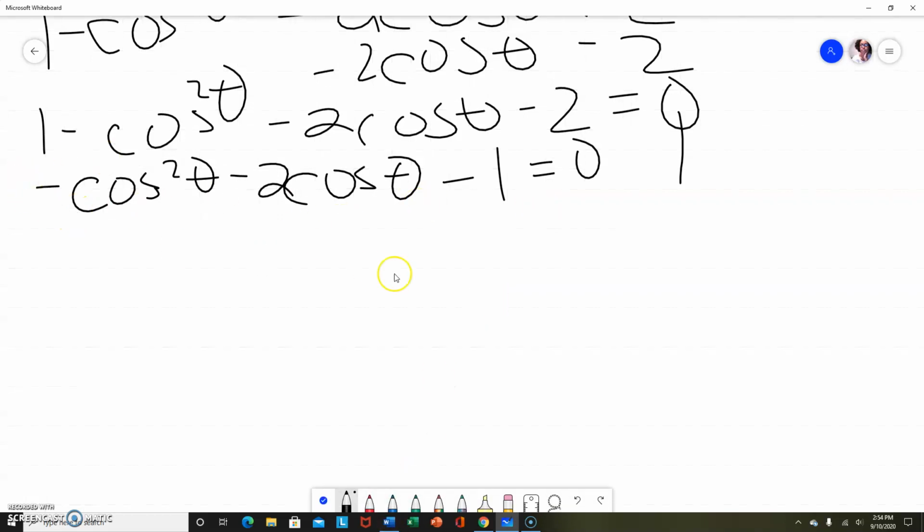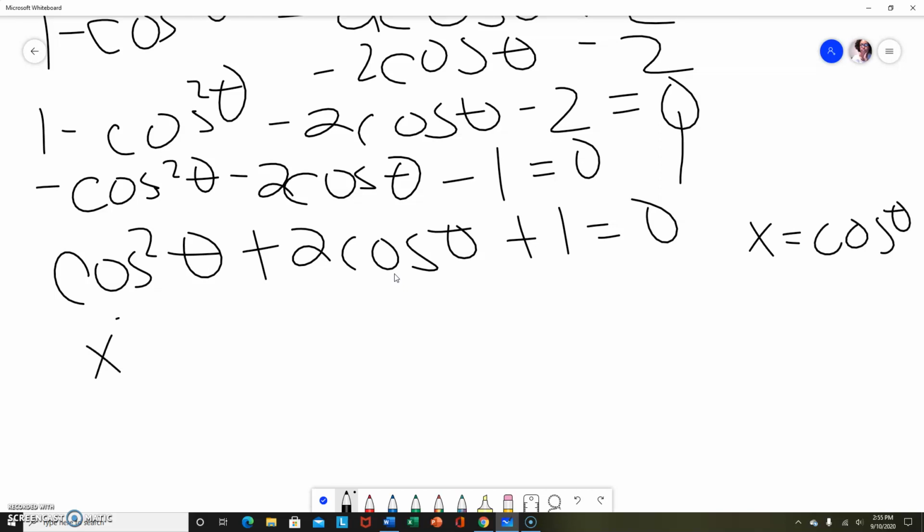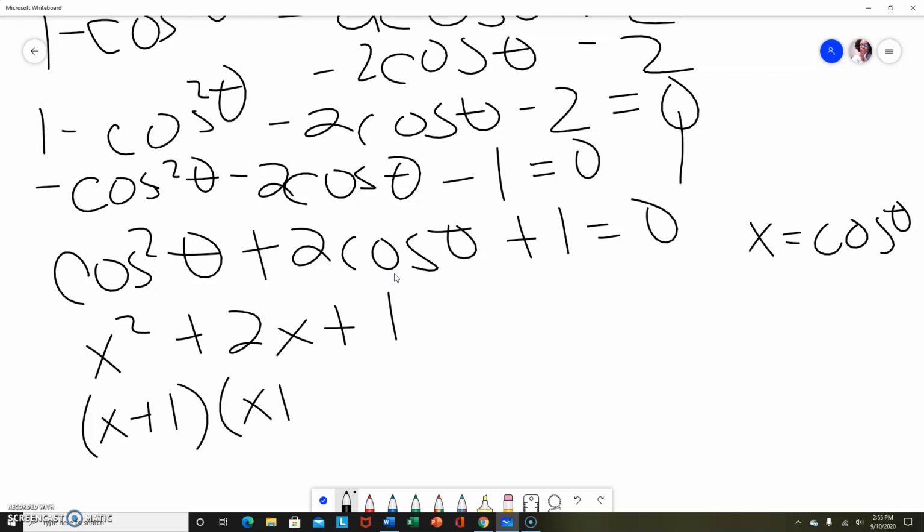So I'm going to go ahead and multiply a negative through, and I get cosine squared theta plus 2 cosine theta plus 1 equals 0. And so now this is just like an equation. If I say x is equal to cosine theta, I can say x squared plus 2x plus 1. It's a quadratic equation, right? And when I factor that, I get x plus 1 times x plus 1 equal to 0.